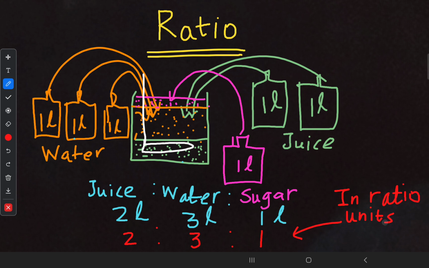In a ratio, units are the same, because 2 liters, 3 liters, 1 liter, all the units are the same now. So we can directly write it in ratio as 2 is to 3 is to 1. Okay, how to read this? 2 is to 3 is to 1. That's the thing you should do.